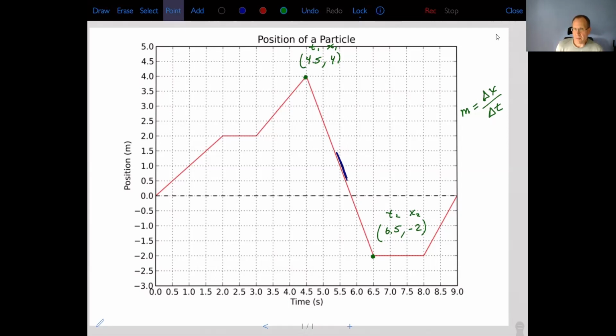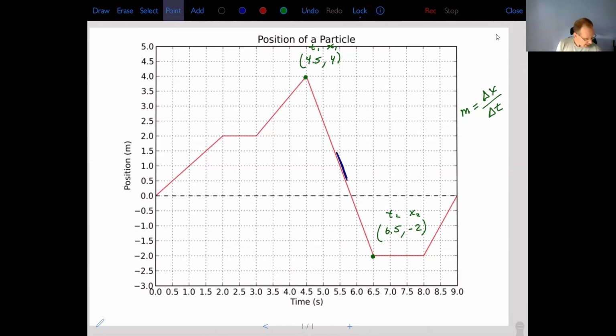Okay, so what does it mean to be at rest? It means the velocity must be 0, right? Graphically, how do I know if the velocity is 0? By looking at my position versus time graph. It's when the slope is 0, right? When the slope is flat.